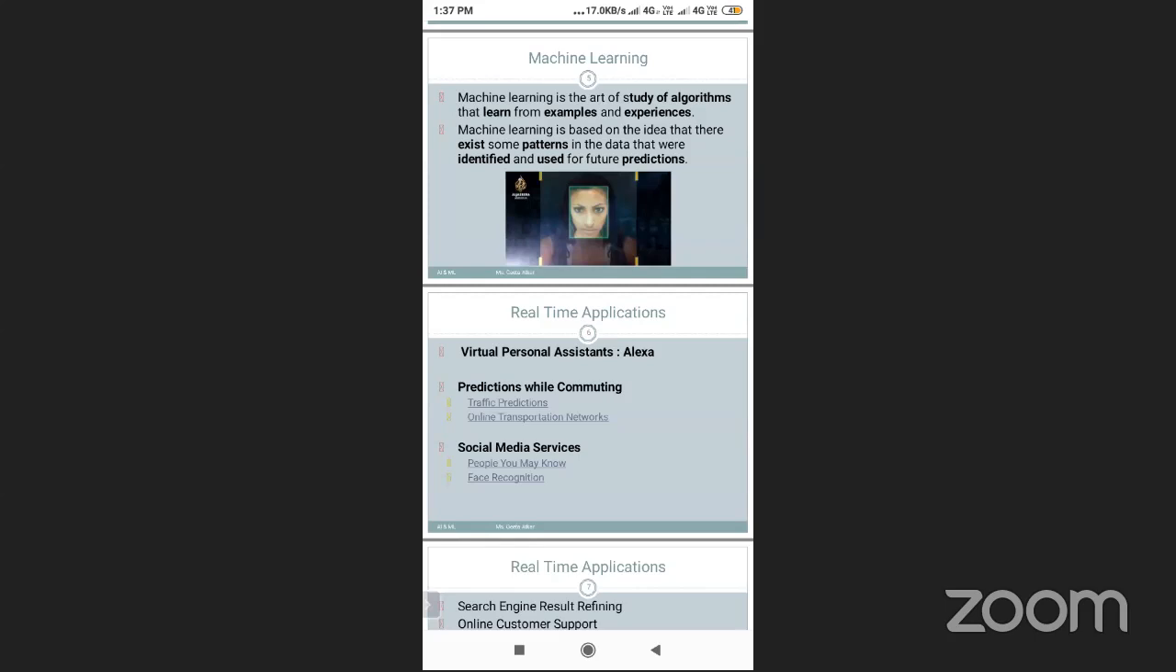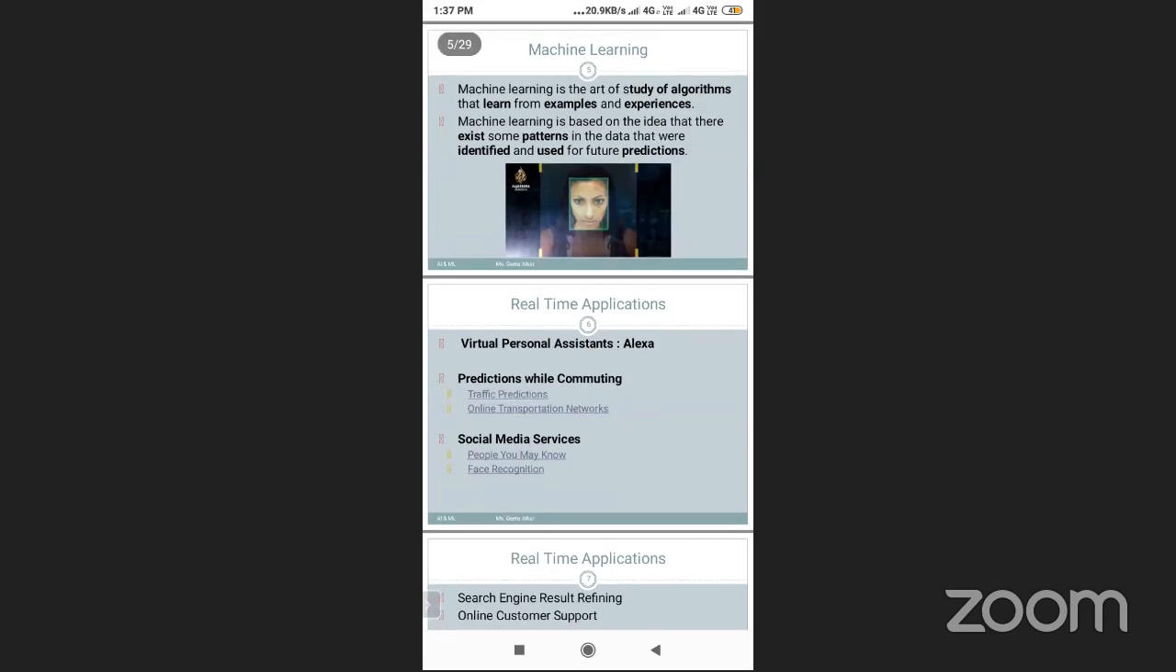So there is no need to give input to that traffic prediction system about what the traffic will be tomorrow between 10 and 12. These things, like the traffic prediction system, are examples of machine learning and online transportation networks. Here also we are using the GPS system. What is GPS? The GPS system is trained with different types of routes and the routes on which traffic normally occurs. All these things will be trained to that particular GPS. So there also machine learning works.